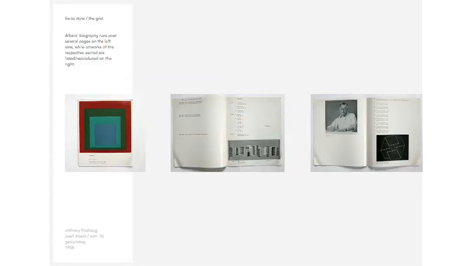This catalog on Josef Albers, his biographical information is on the left hand of the spreads, and then the artwork is on the right.